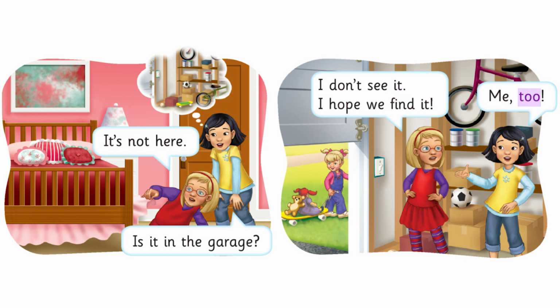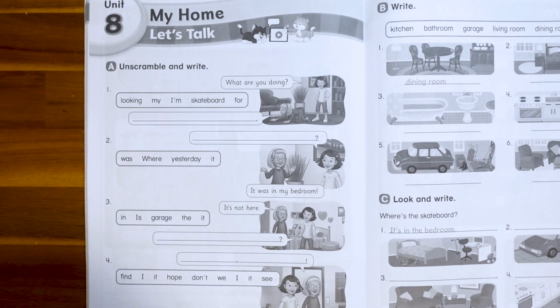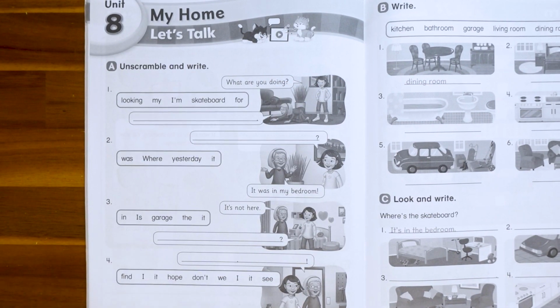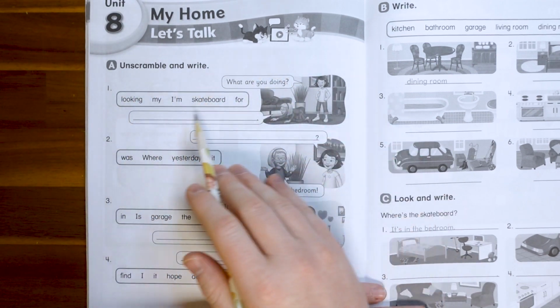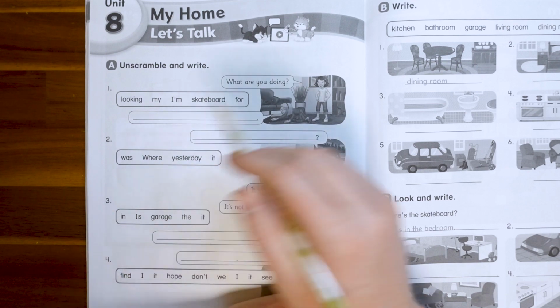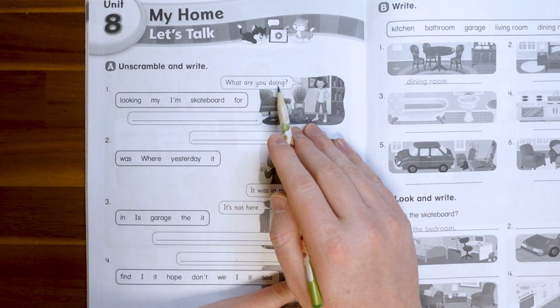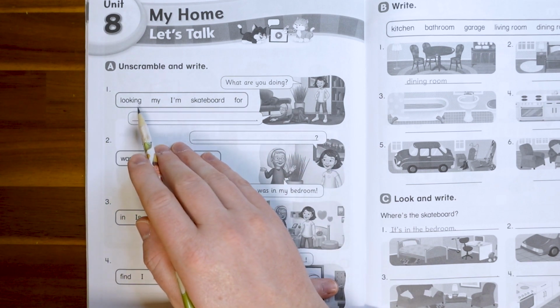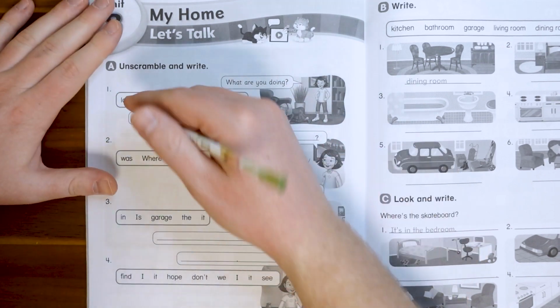Me too. Okay, now that we can remember the dialogue a little bit, let's go ahead and answer these questions. Part A says unscramble and write, so we have to put these words in the right order. First, Jenny asks, "What are you doing?" And Kate says, "I'm looking for my skateboard." So let's write that.